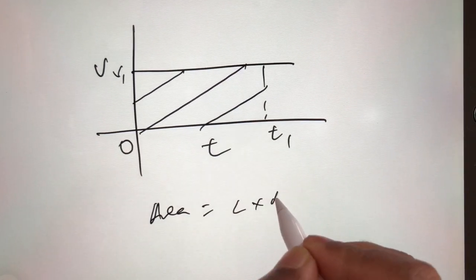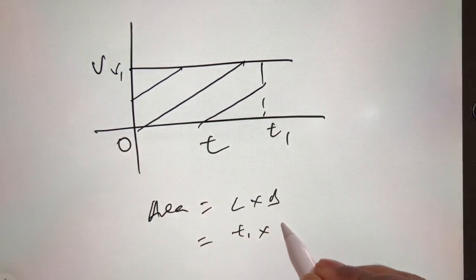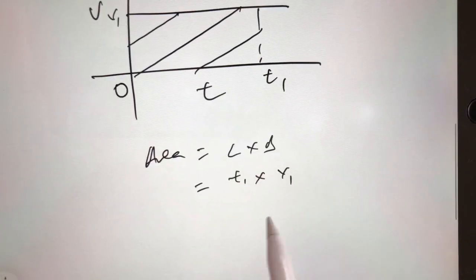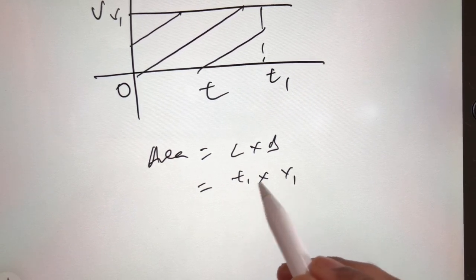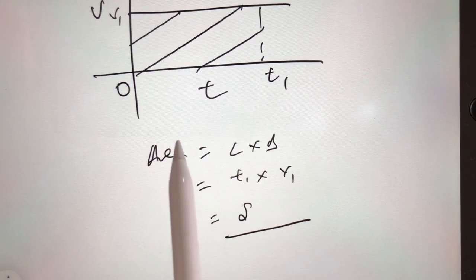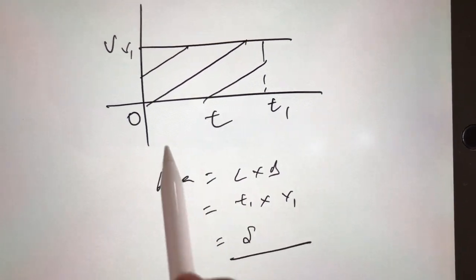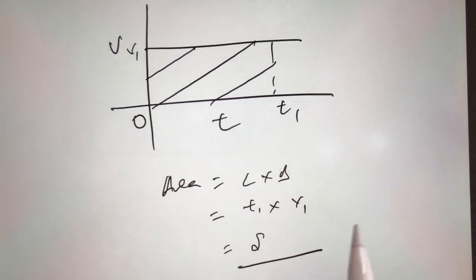So the area is length into breadth. The length is t1 and the breadth is v1. But if you remember, velocity multiplied by the time is nothing but the displacement. So this is an important result: the area of a velocity time graph will give us the displacement.